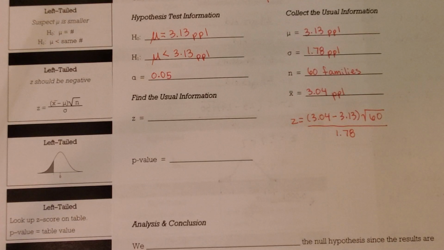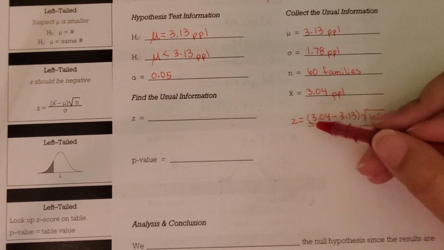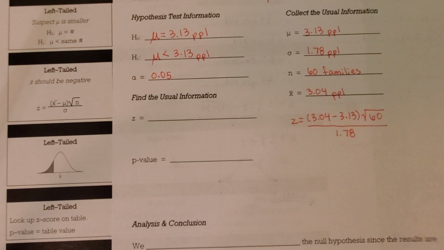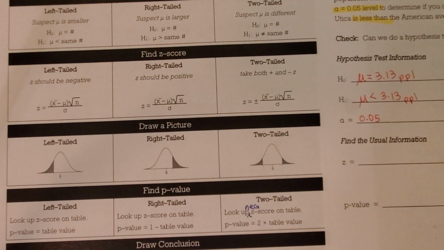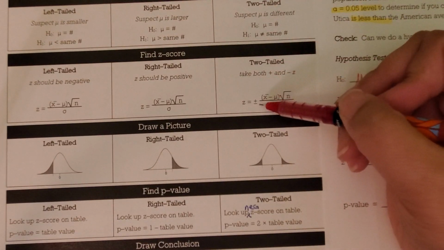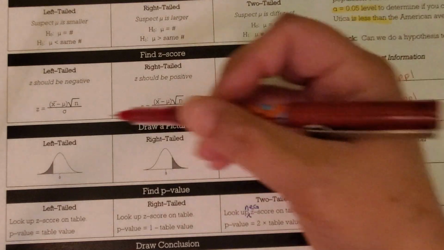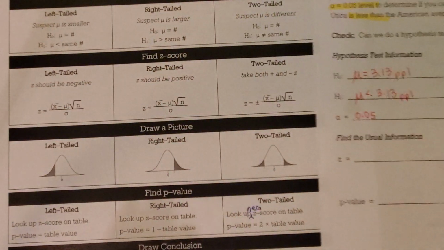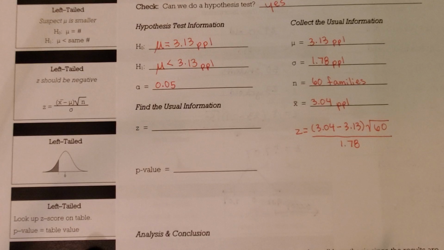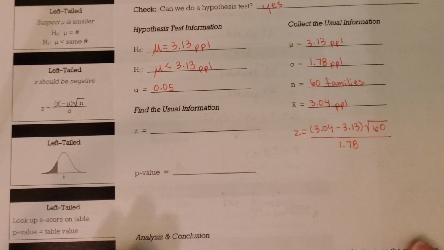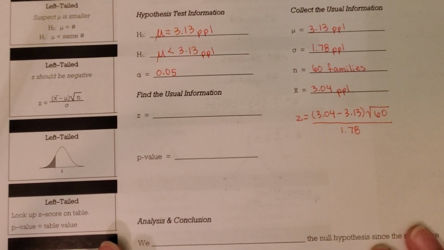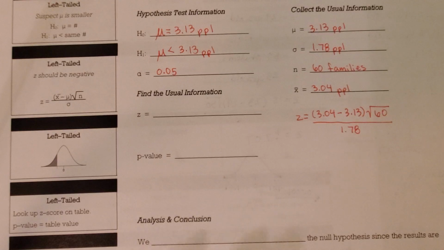Now, if you watched the two-tailed test before, we had a plus or minus in front of z, and that's because the test we did before was a two-tailed test where you have that plus or minus. That's not the case for a left-tailed test, or for the right-tailed test for that matter. That plus or minus is only for a two-tailed test, because in a two-tailed test, you should get two z-scores because it's two tails.